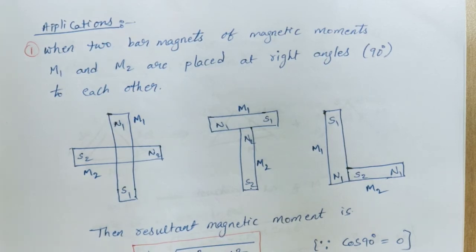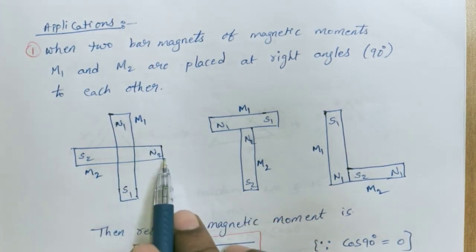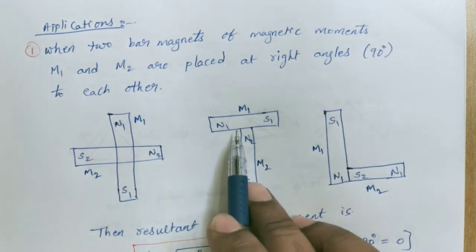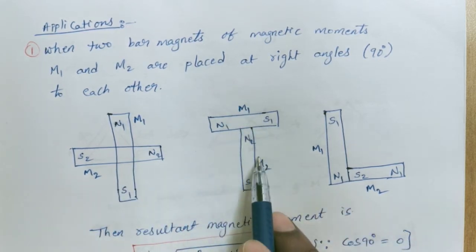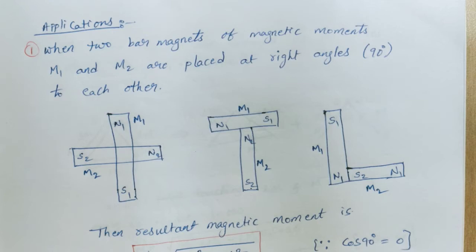So how many magnets are we taking? Two magnets. For the first magnet, the magnetic moment is m1, and for the second, the magnetic moment is m2. This is the first magnet having magnetic moment m1, this is the second with magnetic moment m2. Similarly here, this is m1 and this is m2. Here three diagrams were represented. In all these three diagrams we observe one thing: both the magnets are perpendicular to each other.